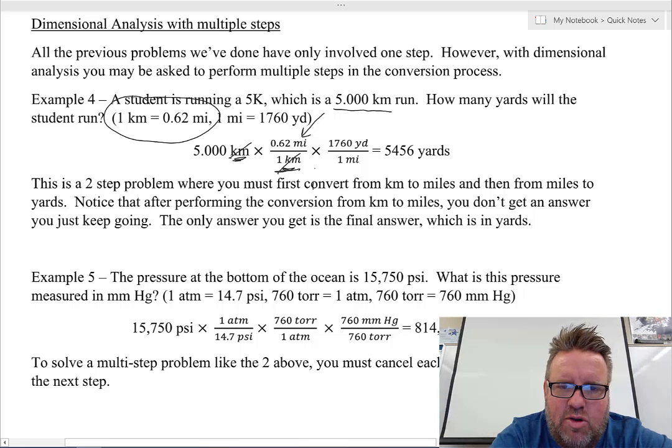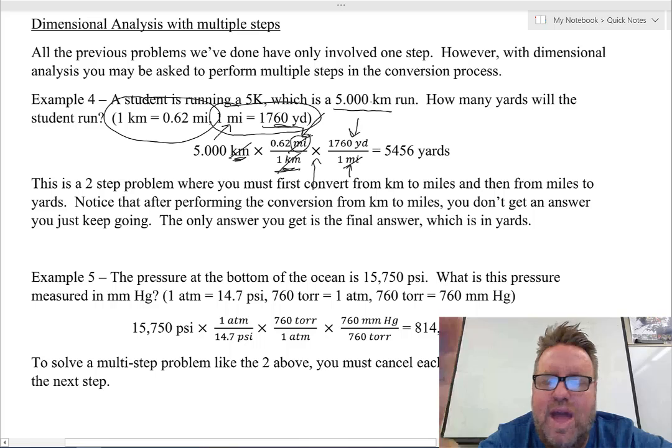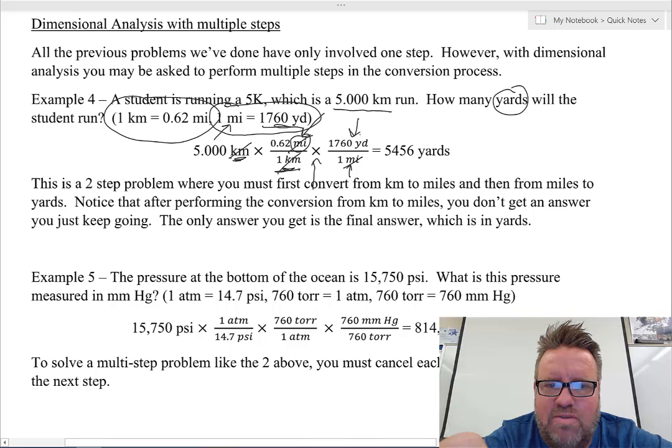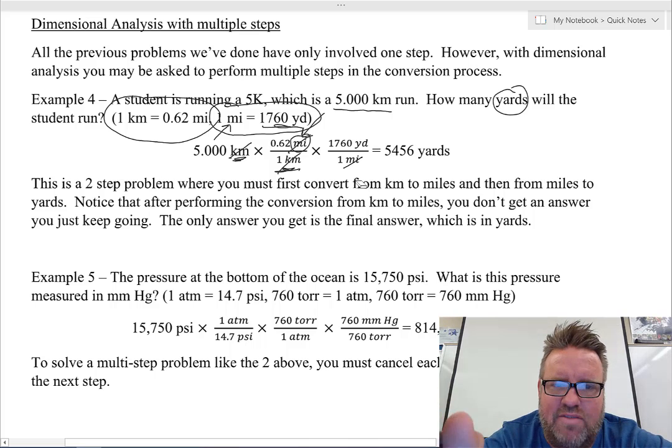I'm going to make another multiplication sign. I've got miles on the top, so I need a conversion with miles. And of course, I'm always going to give you all the conversions you need. So there's my 1 mile. That can go onto the bottom, so miles will cancel. A mile is equal to 1,760 yards. That goes on the top. And now everything has canceled except yards, which is what they're asking for. So I know that I have this set up correctly because everything cancels except for yards.